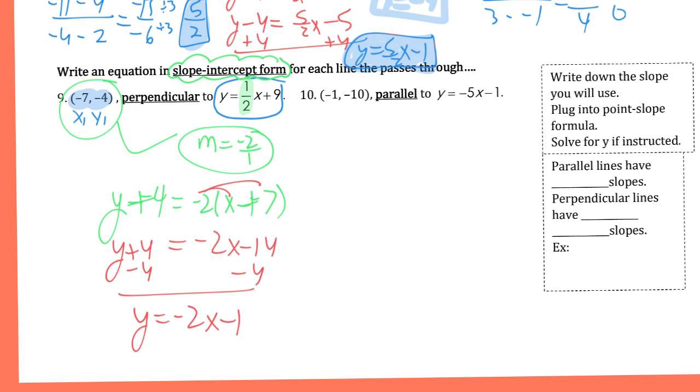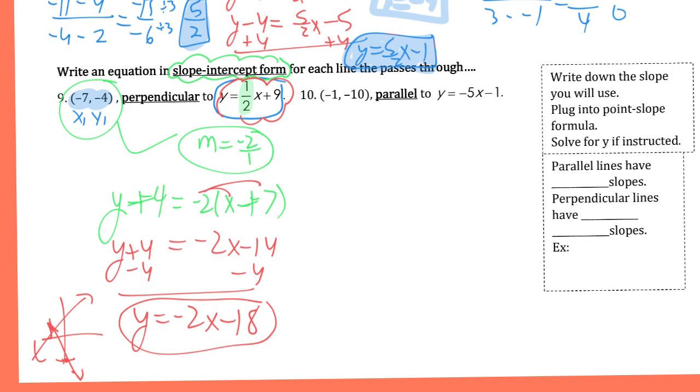So the truth is, if you graph this, you're going to see it starts at -18. You're going to go down 2 over 1. And if you plotted the point -7, -4, it would be on the line, as well as it's going to be perpendicular if you graph the other line. Okay, they would be at right angles to each other. Which is awesome. You want it to be perpendicular to the other line, but go through this point.